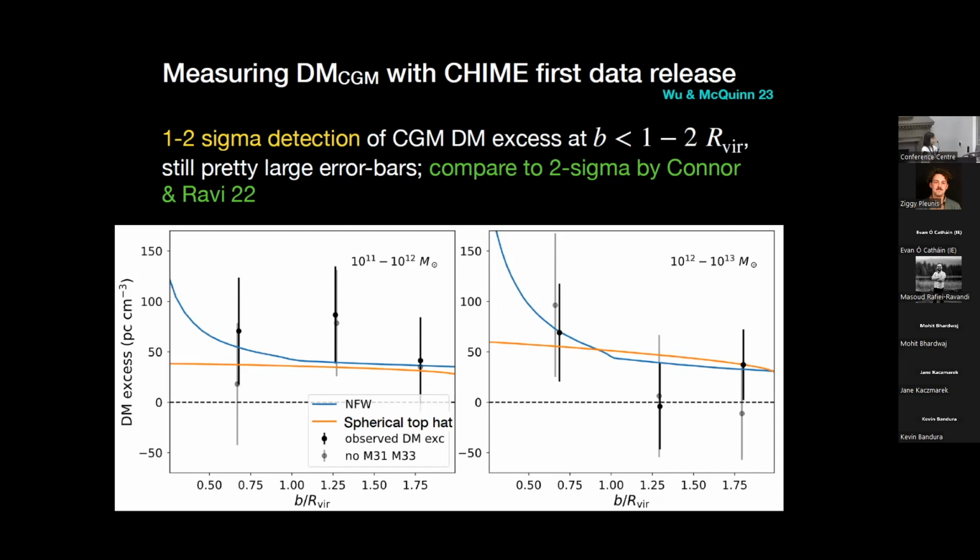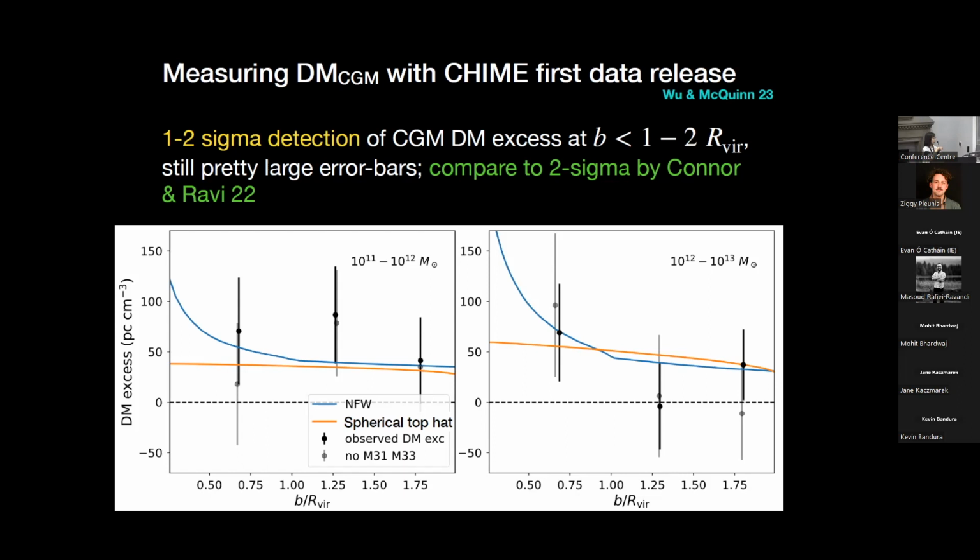And then we have 3 radial bins for each of the halo samples. And then the points with error bars, these are the measurements. The lines are comparisons with different models taken from Ian Williams' paper.